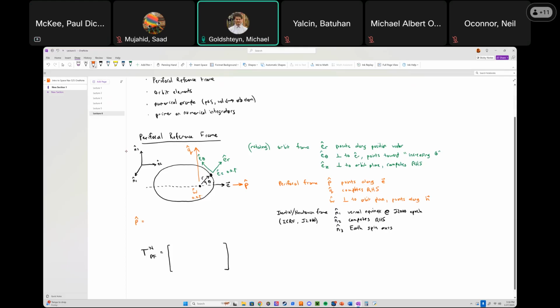Just to be clear, are we assuming that the Earth is at the center of the orbit, or no? We are. Yeah, so strictly speaking, you can have a reference frame that's floating out there. But yes, the Earth is at the center of the reference frame.